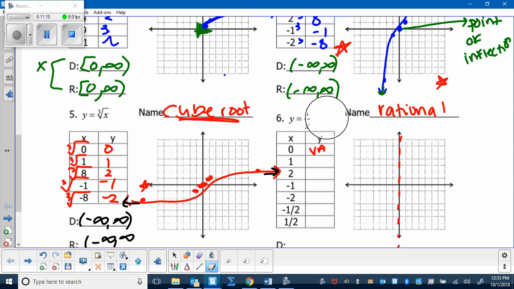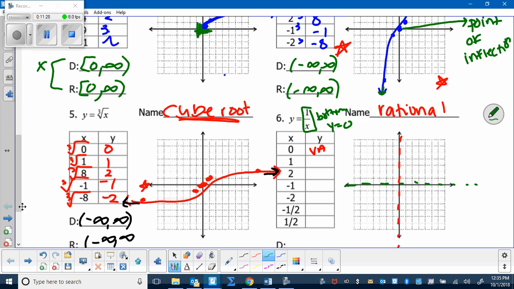So that was last unit. Now, for parent functions, I want to plug it in and see what it looks like. Oh, wait, this is totally bottom heavy. So my horizontal asymptote is y equals 0. Just like Kardashian, that's so cool. Okay, so this is my horizontal asymptote.